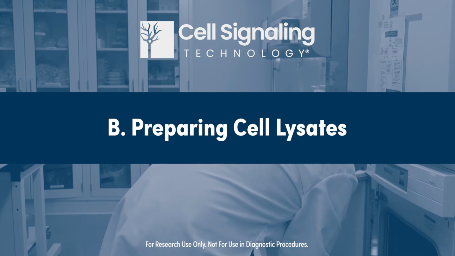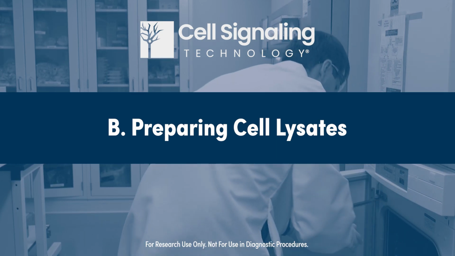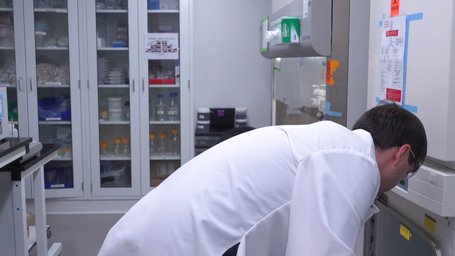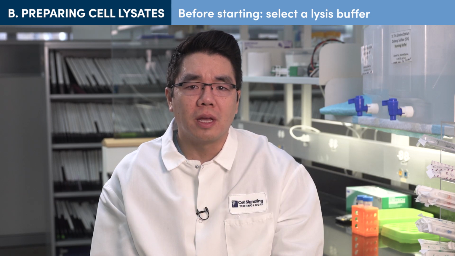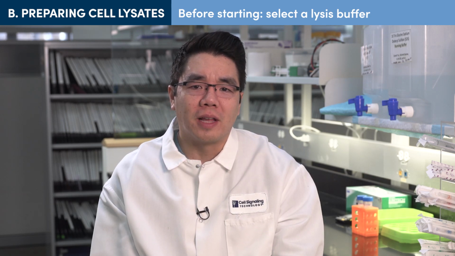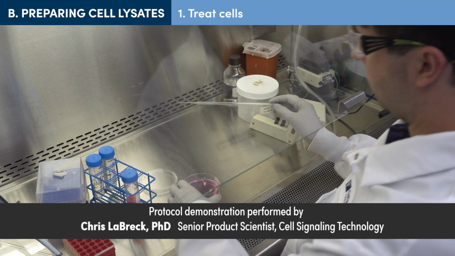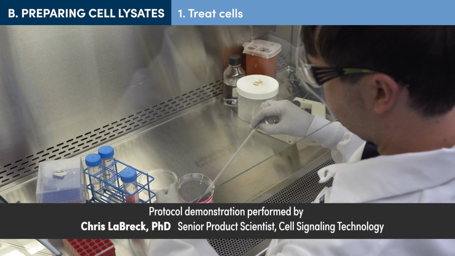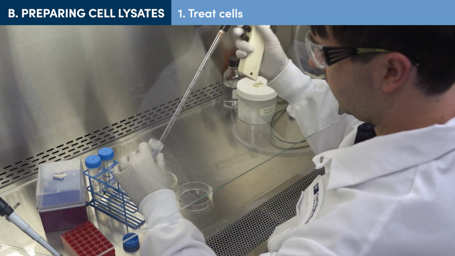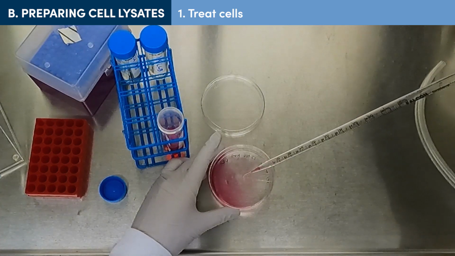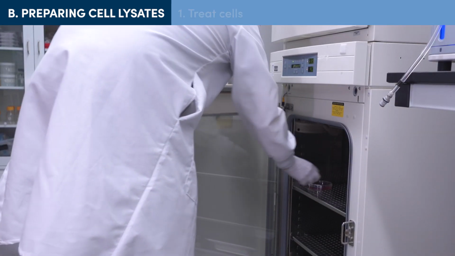Let's begin the IP protocol for native protein, starting with preparation of cell lysates. We will demonstrate with the adherent cell line HEK293. For native IP using cell samples, we recommend lysing the cells with cell lysis buffer. For IP-related protocols, review the Immunoprecipitation Experimental Design Tips webpage for lysis buffer recommendations. If performing cell treatments with activator or inhibitor, first aspirate the media from the cells. Treat cells with media containing the regulator, activator, or inhibitor for the desired time in the incubator.